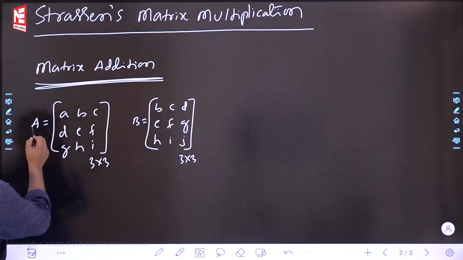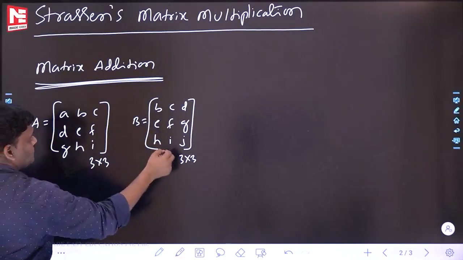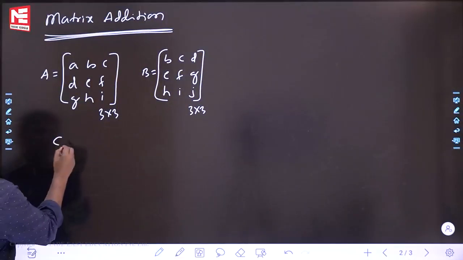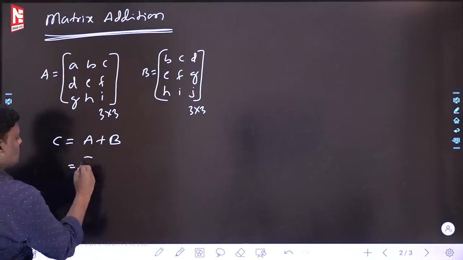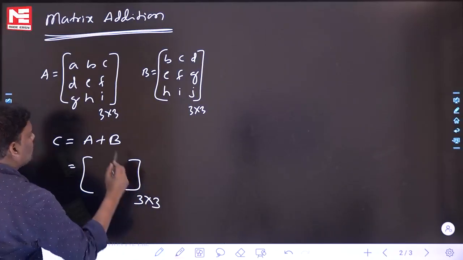I took two matrices A and B. A size is going to be 3 by 3, B size is going to be 3 by 3. Both are 3 by 3. Now can you help me? C is equal to A plus B, I want to do. C is equal to A plus B, which is of size again 3 by 3 only you will get. Can you help me with one small line?